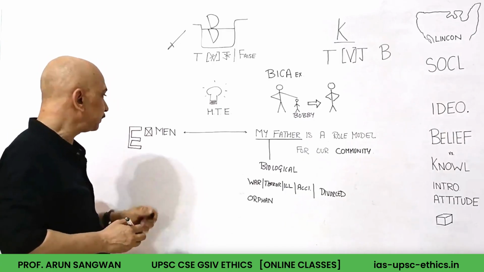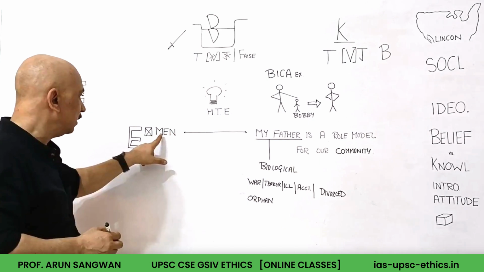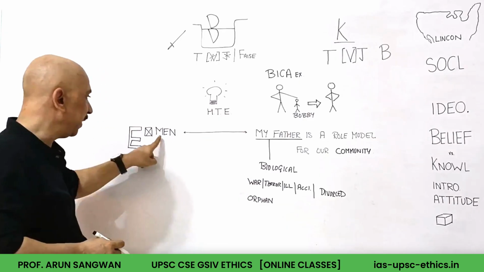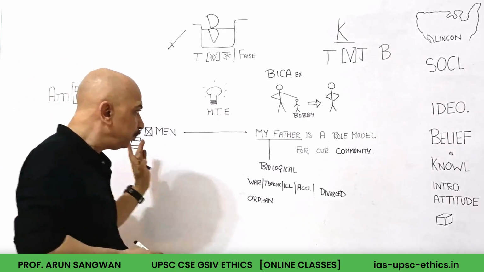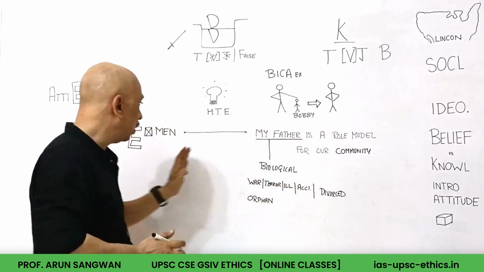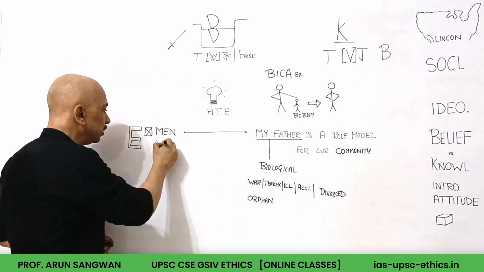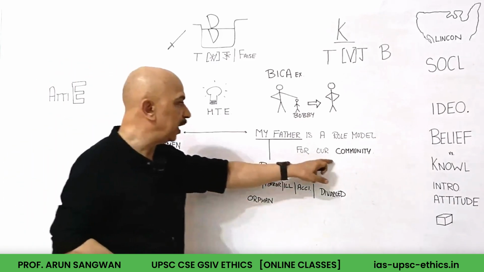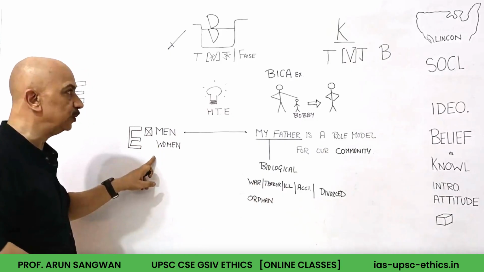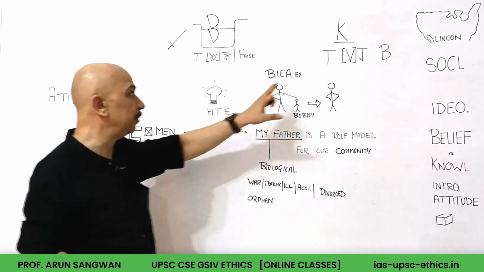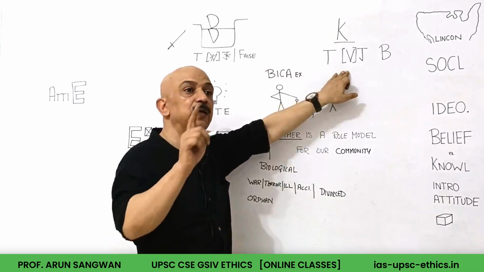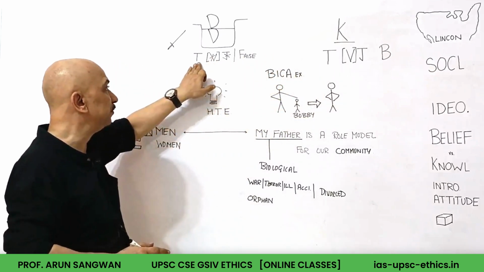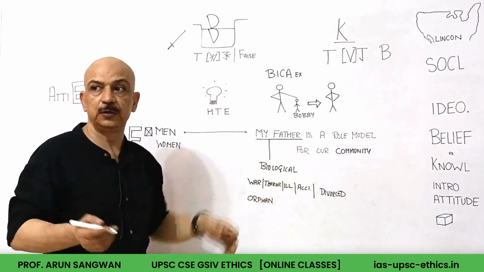All right. If Bobby indeed compared his father, the individual, with other men or women of the community, of our community, and then came out with this, if that is true and verified, then it is indeed knowledge. Otherwise, it is a belief which could be true or false.